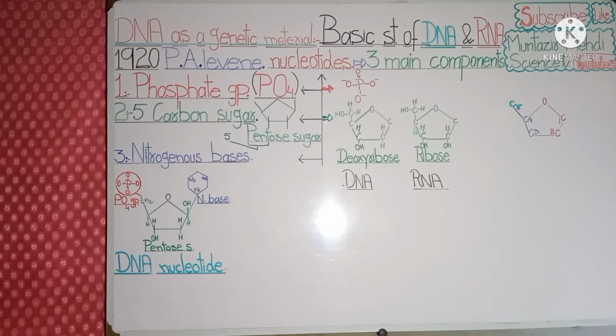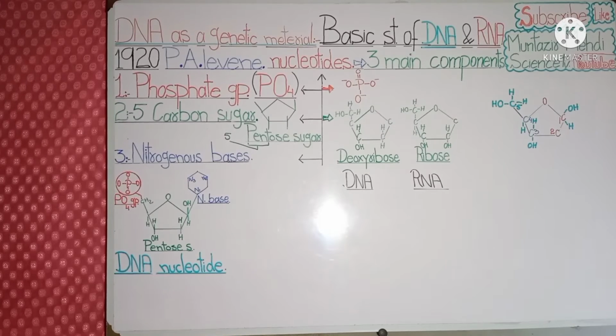Its first carbon contains hydrogen and hydroxyl group. The difference is present at the second carbon, which we will discuss later. So the third carbon contains a hydroxyl group and a hydrogen. Fourth carbon contains a hydrogen atom and is also attached to the fifth carbon. This fifth carbon contains two hydrogen atoms and one hydroxyl group.